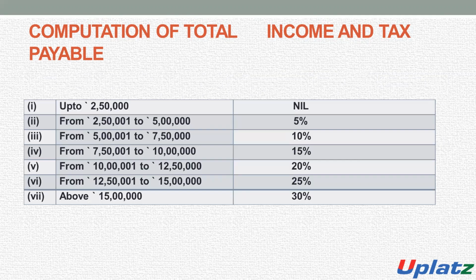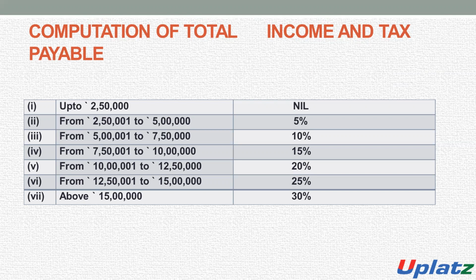First, we will discuss the rate. What will be the rate of concessional income tax? Up to 2,50,000: if the assessee's total income is up to 2,50,000, then the tax rate will be 0, meaning the assessee is not required to pay tax. If the income is more than 2,50,000 but up to 5 lakh rupees, then the rate of tax will be 5%.